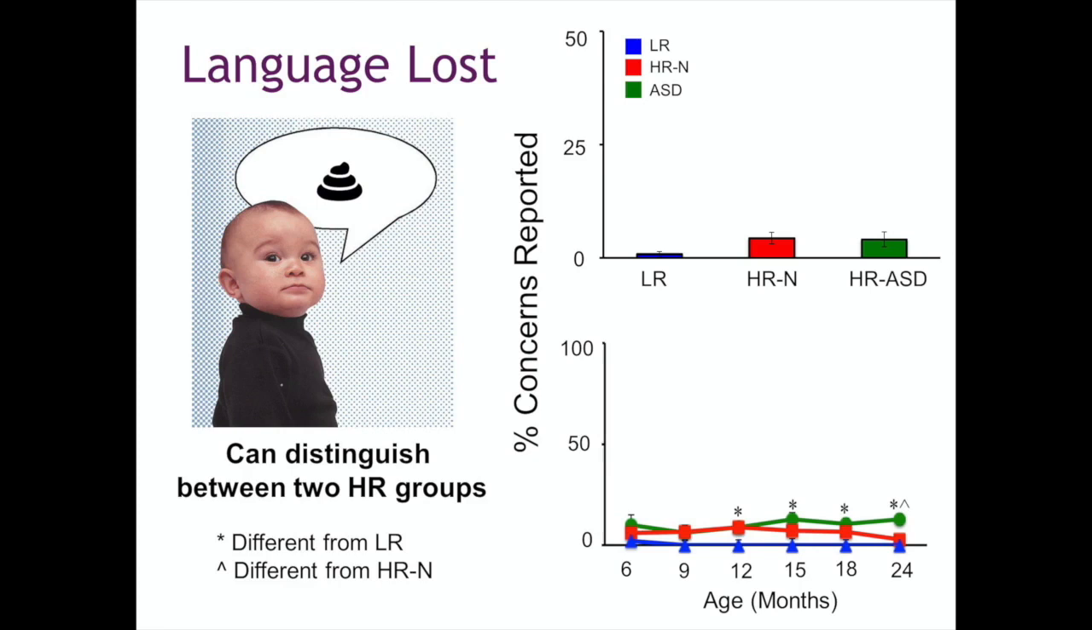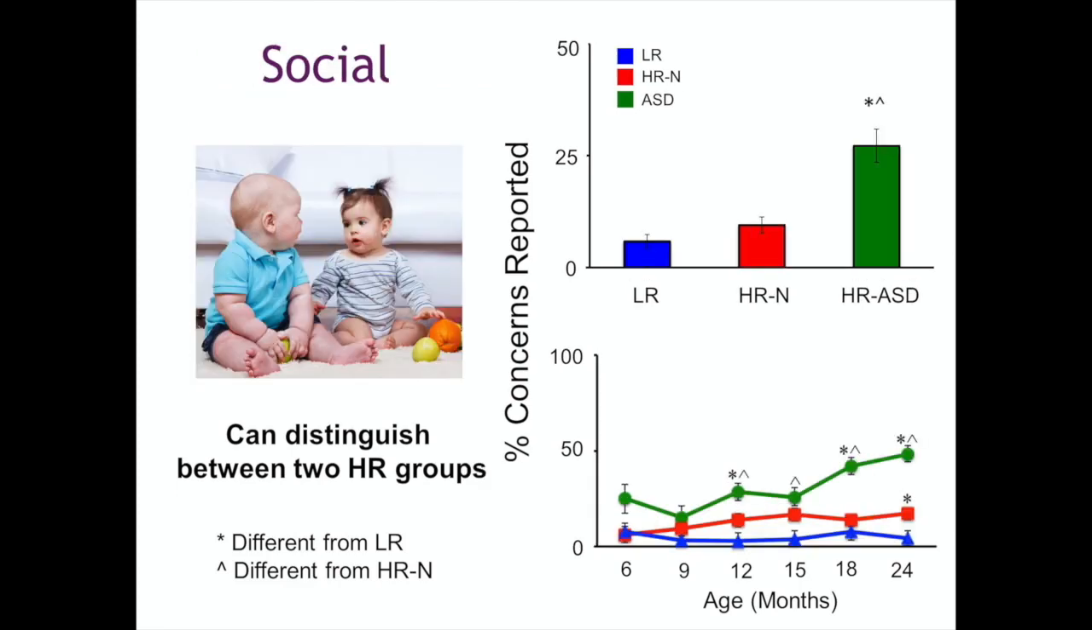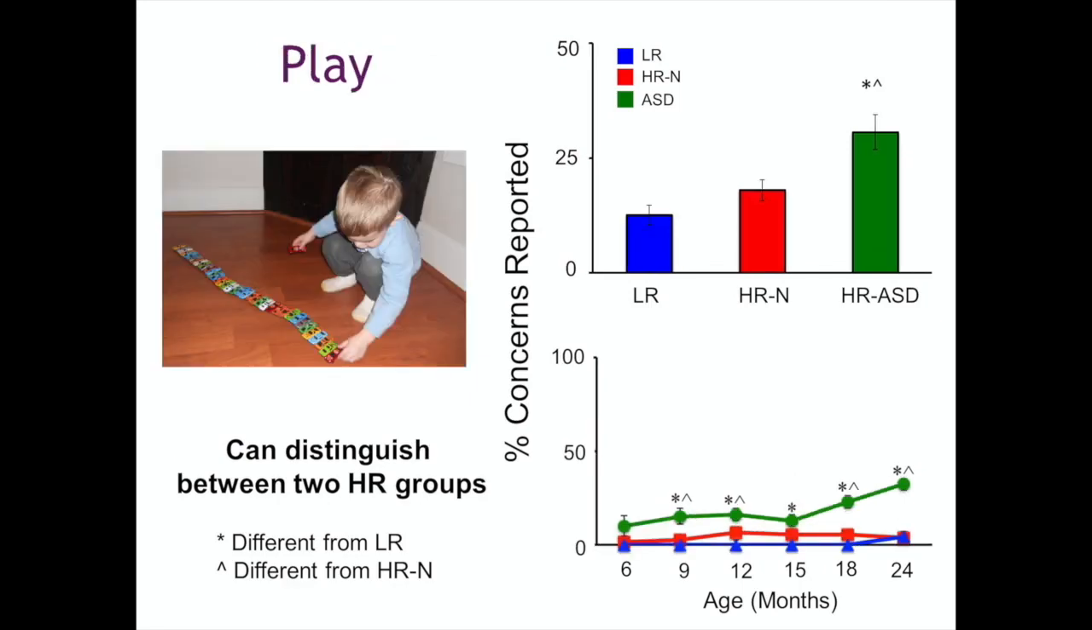And when we looked at the presence of social concerns here, we find that the parents of children with autism, again, were reporting a lot more concerns than the parents of our other two groups. And this was apparent, again, at 12 months of age or later. And when we looked at how their child plays with toys, again, we find similar things. The parents of children with autism were reporting significantly more play concerns with how their children play with their toys than the other two groups. And you can see that this was evident across many of the different ages that we looked at, starting at 9 months of age.